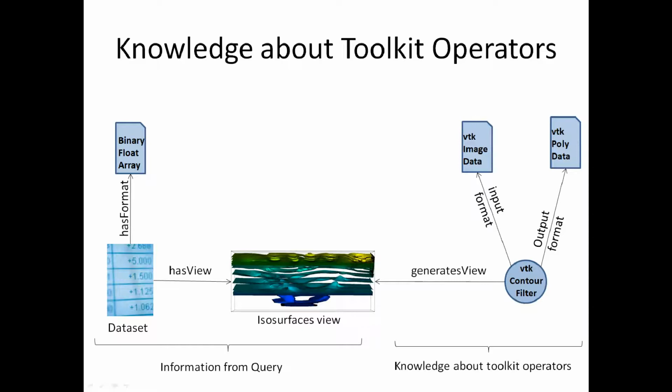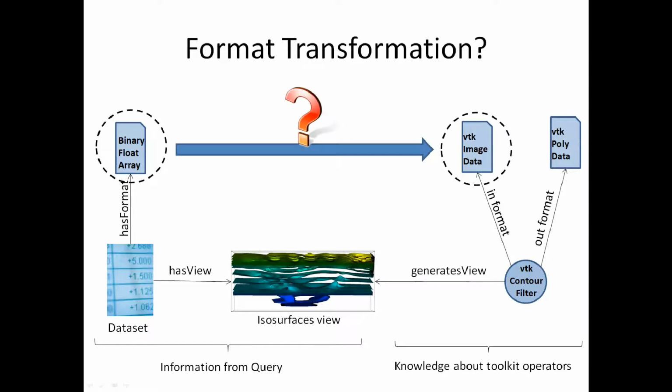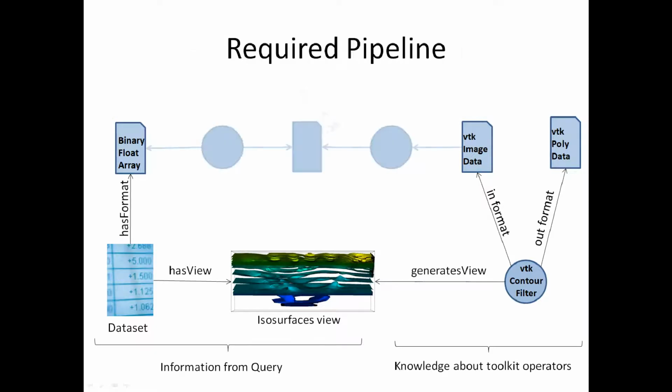This information about the capabilities of VTK contour filter is known as visualization knowledge. Because we know that VTK contour filter generates isosurfaces, we know that this operator must be part of our pipeline. This is denoted by our outline box that indicates a match. The problem is then, how do we convert our binary float array into VTK image data, a format that the operator can work on? The sequence of operators that can perform this conversion is our required pipeline, and it can be composed of a single operator or by many.